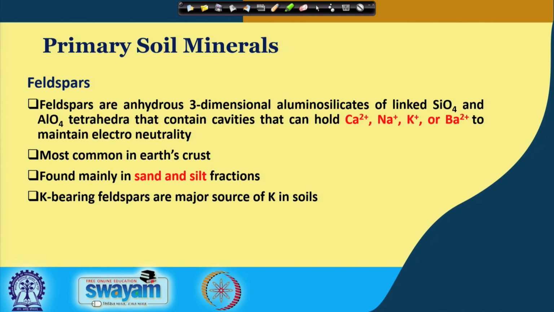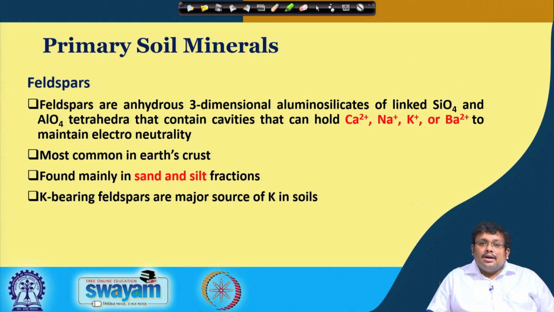Now, feldspars are anhydrous 3-dimensional aluminosilicates of linked silica tetrahedra and aluminum tetrahedra that contain cavities that can hold calcium, sodium, potassium and barium to maintain electroneutrality. Remember that these feldspars are the most common primary minerals in the earth crust, and they are mainly found in sand and silt fractions, and they are non-reactive in nature, and the potassium bearing feldspars are the major source of potassium in soils.